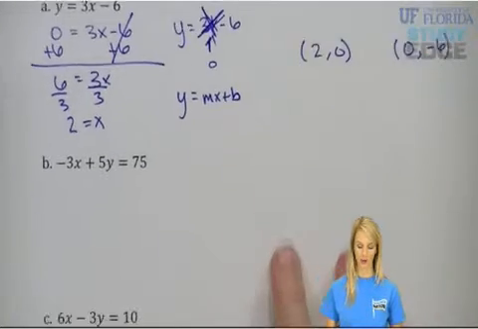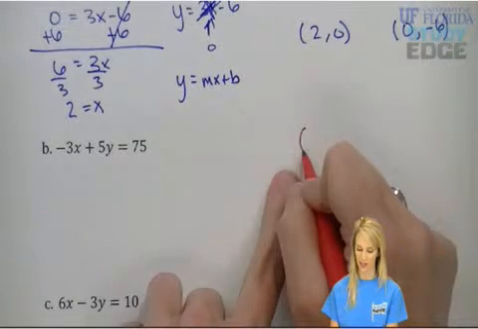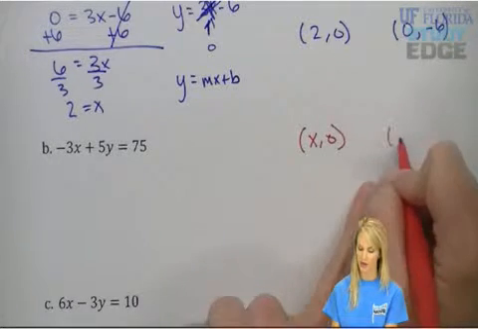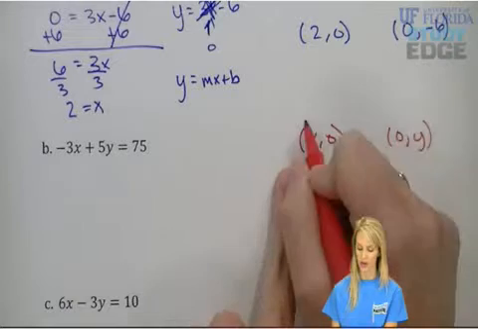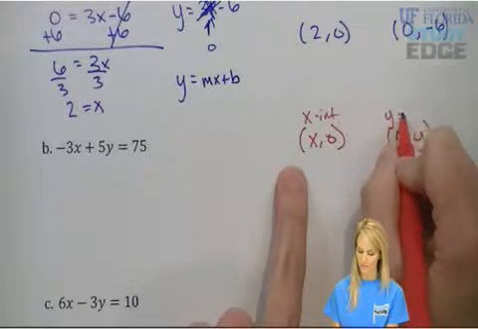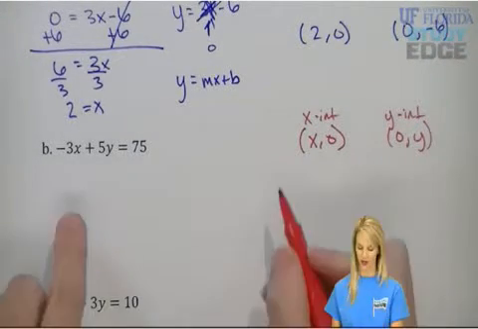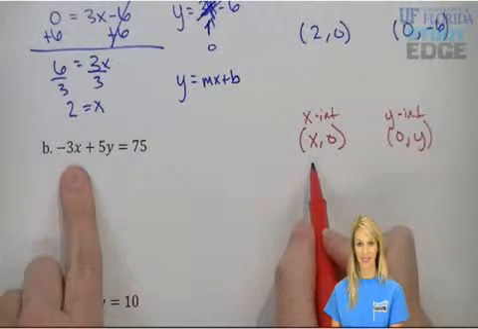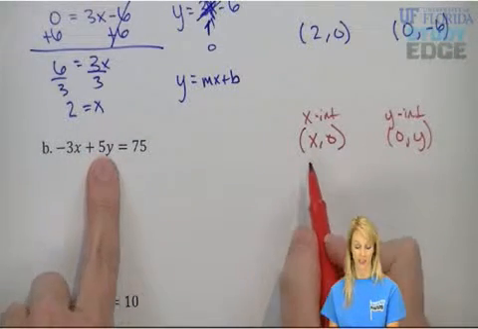All right, let's look at our next problem. Our next problem, once again, we want to get our x-intercept, which is x comma 0, and our y-intercept, which is 0 comma y. Let's see what we need to do. All right, first one, x-intercept. We don't know what x is, but we know that y is equal to 0.